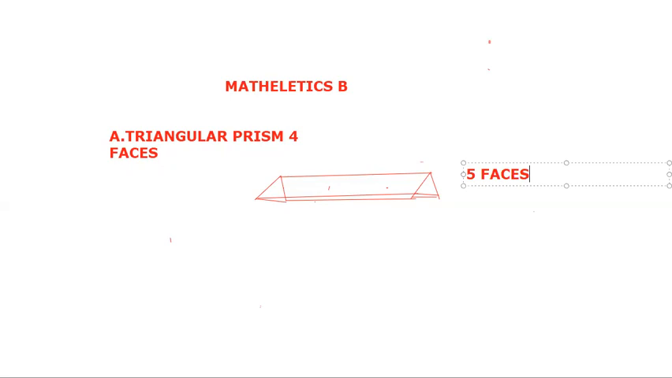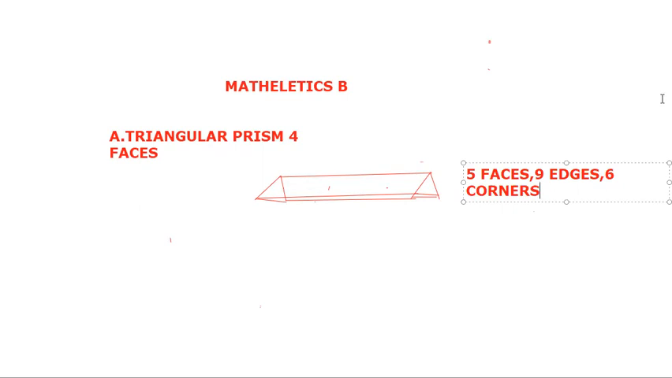How many edges are there? Look at the picture, triangular prism. How many straight lines can you see? As many straight lines you can see, there are that many edges. 1, 2, 3, 4, 5, 6, 7, 8, 9. So 9 edges. How many corners can you see? 1, 2, 3, 4, 5, 6. 6 corners. It is clear for a triangular prism.